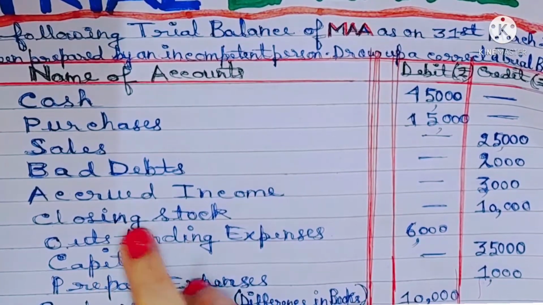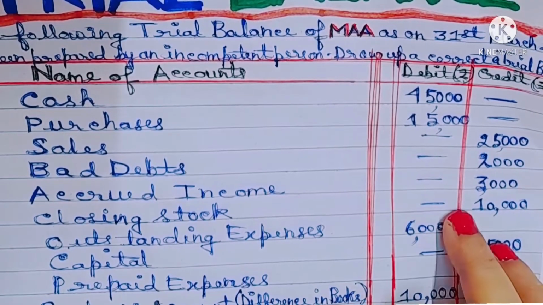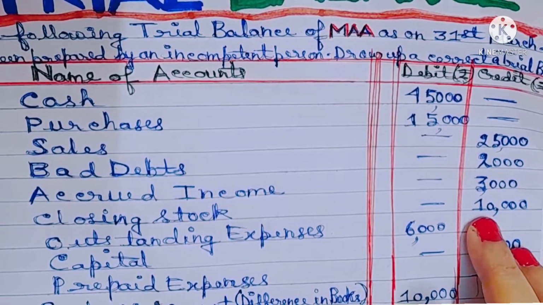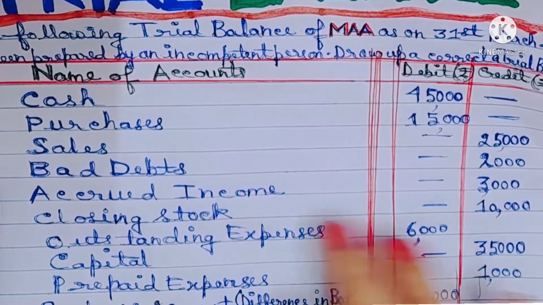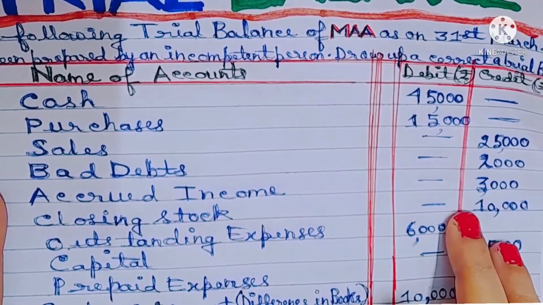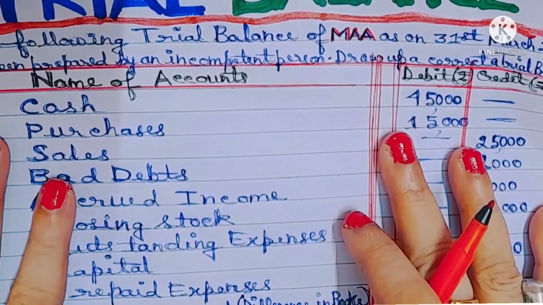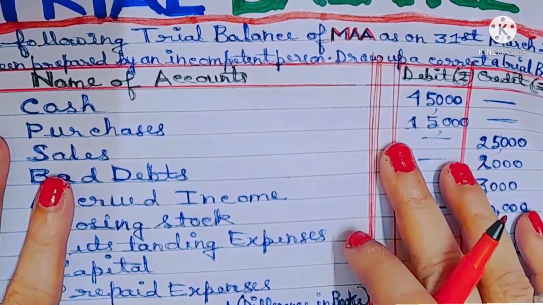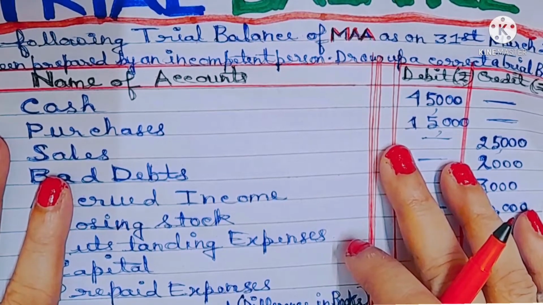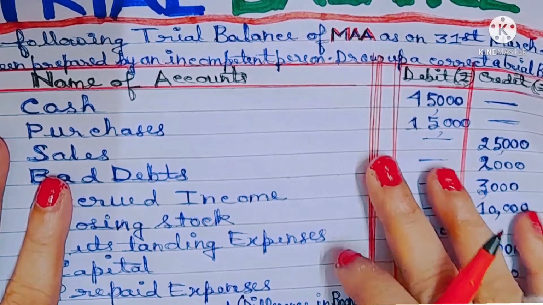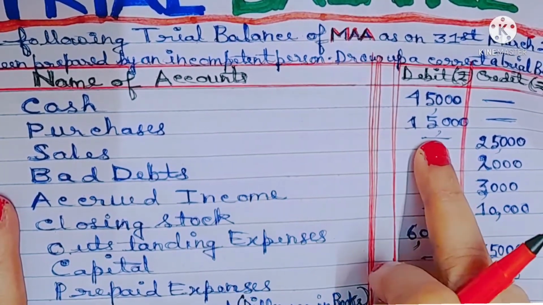The next account is closing stock, 10,000. Closing stock does not appear in the trial balance, so this has been wrongly written in the credit column. Why? Because closing stock is the balance of unsold goods that are remaining from the purchases made during an accounting period. The value of total purchases is already included in the trial balance.